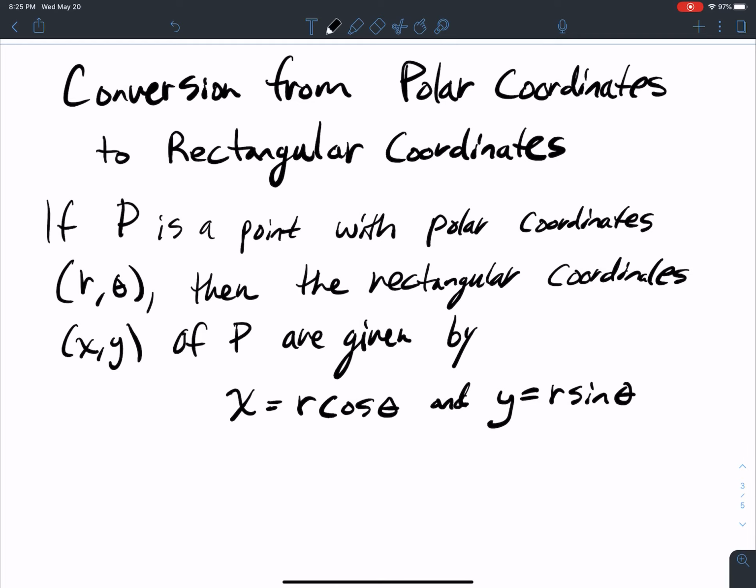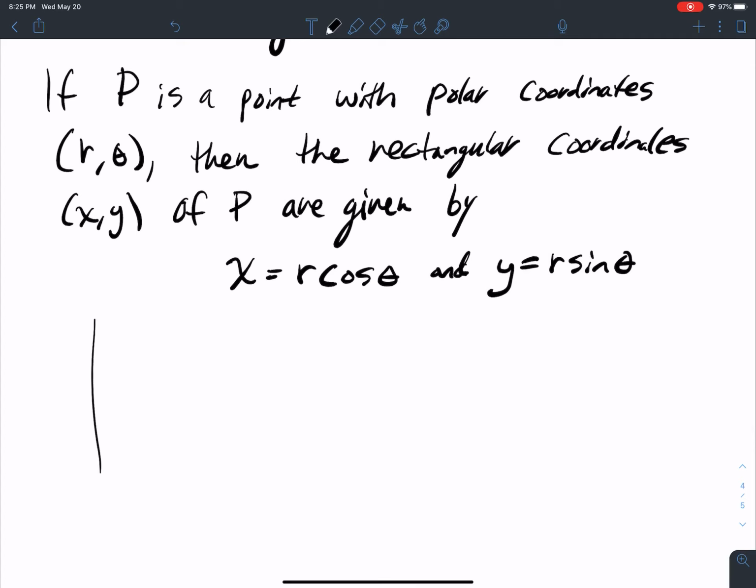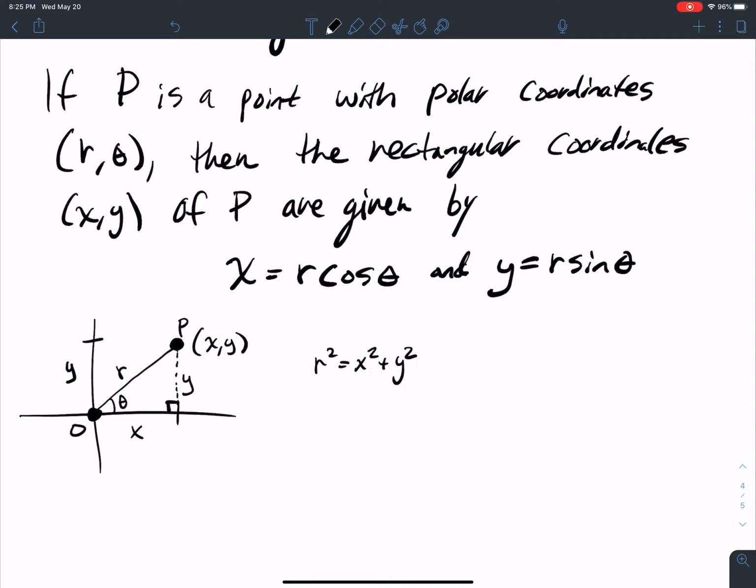Now, why is this true? Well, if we draw a point in the xy plane, so we go over some x distance and up some y distance, that's x comma y. To get the distance r between those two points, the pole and the point P, this is the Pythagorean Theorem. So r squared equals x squared plus y squared. And to get r, we take the square root of both sides. So r equals square root of x squared plus y squared.